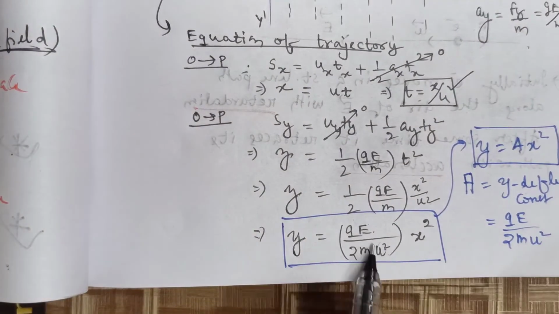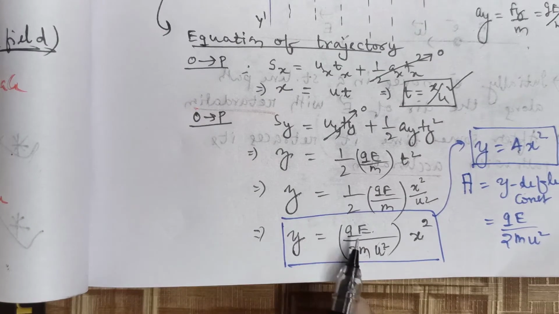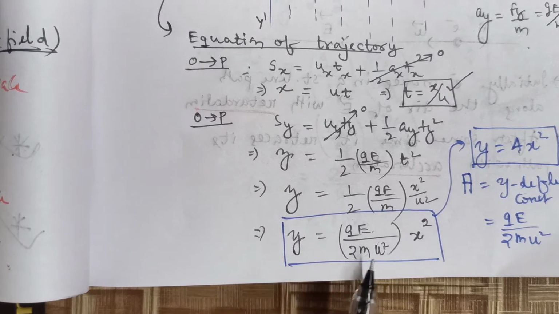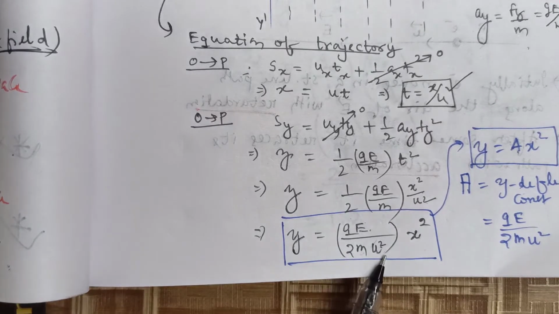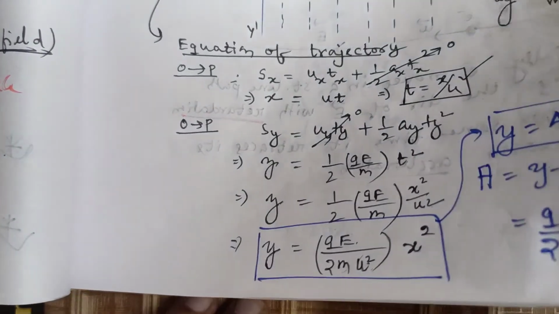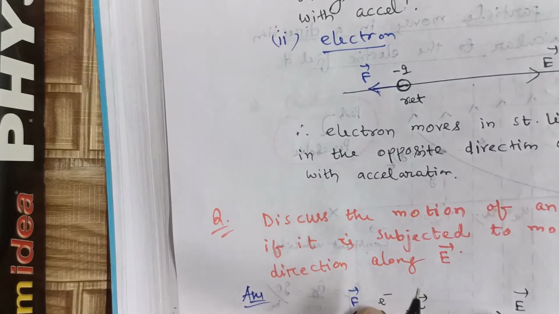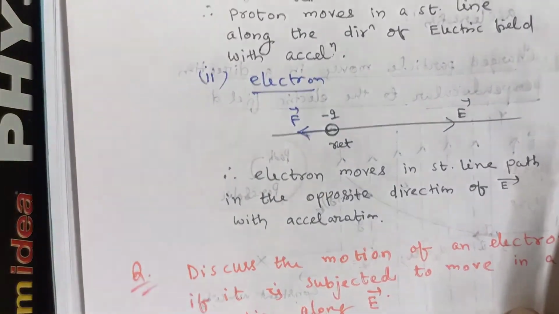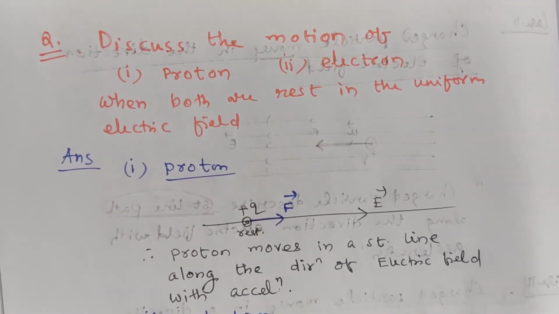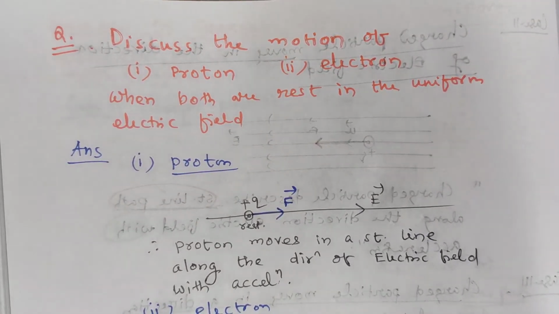Again I am repeating, on which factors does the y deflection constant depend? It increases if the q and E values increase, and decreases if the m and u values increase. So by using this formula we can solve various problems of motion of a charged particle in the uniform electric field if the charged particle moves in a direction perpendicular to it. Now we will do some extra problems for motion of a charged particle in the uniform electric field.